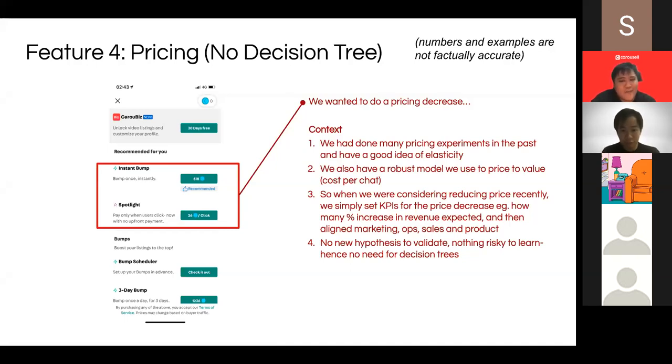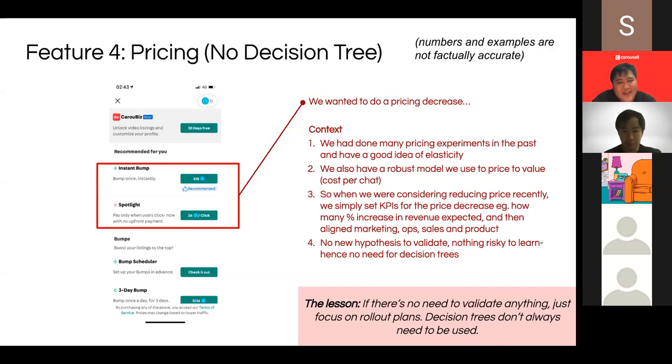Then we told marketing, ops, sales, product, everybody: this is the goal, this is what we expect, let's go do it. Marketing, go get people to buy more of this, tell everybody that we've done a price decrease, and so on. The reason we didn't do a decision tree here is very simple. There's no hypothesis, and nothing risky here. We already knew everything we needed to know. At this point, all you're doing is executing. So the lesson here is that if there's no need to validate anything, just focus on rolling out. You don't always have to use a decision tree.